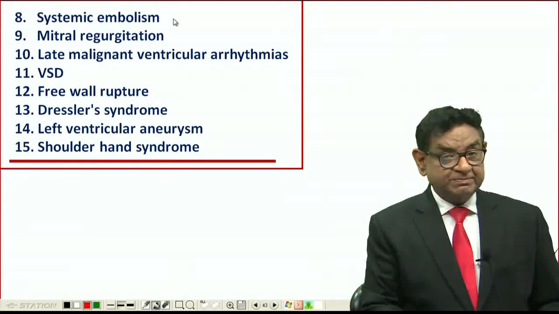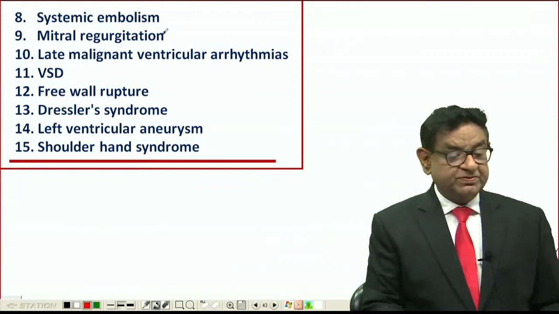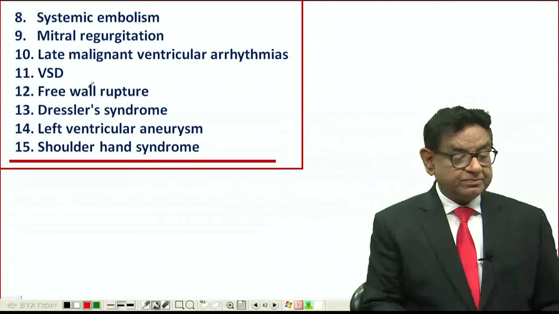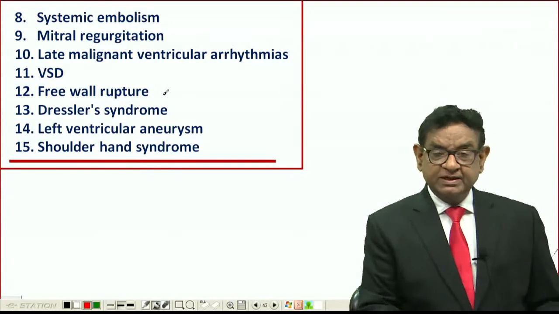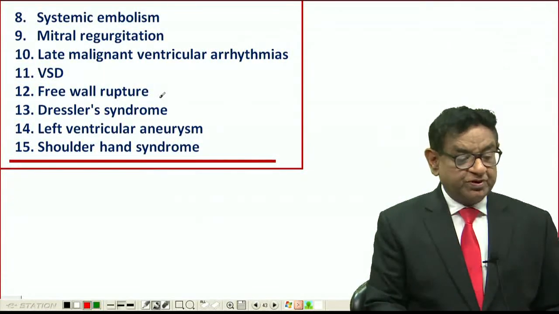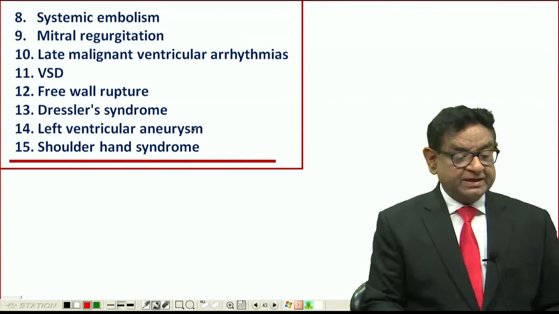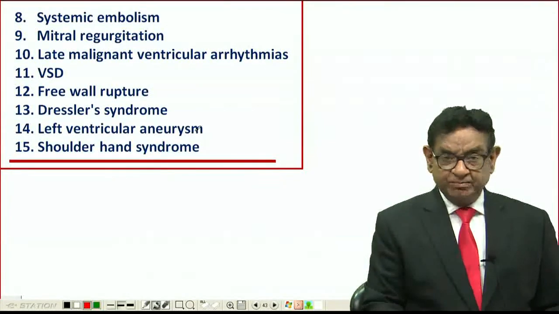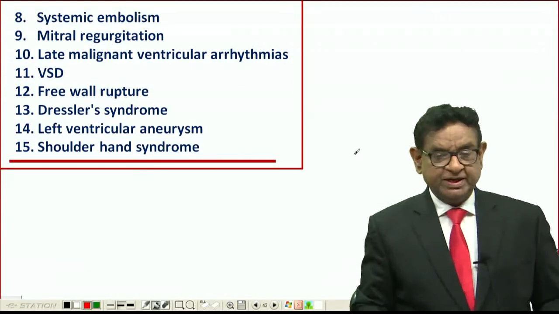Systemic embolism can occur, especially from mural thrombus. MR occurs due to papillary muscle dysfunction. Malignant arrhythmias we treat with amiodarone. VSD and free rupture of the wall lead to weak scar tissue. That's why we use ACE inhibitors, which make the scar tissue firm. Dressler syndrome: pain, pyrexia, pleuropericarditis. LV aneurysm: persistent ST elevation with Q wave, mural thrombus. Shoulder hand syndrome is a late complication of acute MI.